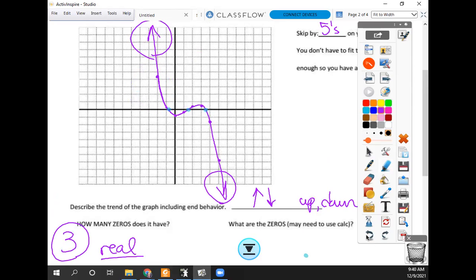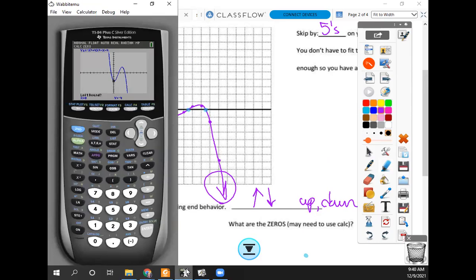So I'm going to grab my calculator and I'm going to go over to the left of my zero. So there it is. As long as you are to the left of your zero, right here where my mouse is, my cursor is to the left of that. Hit enter. Now it wants you to go to the right of your zero. So hit right until you're to the right of your zero.